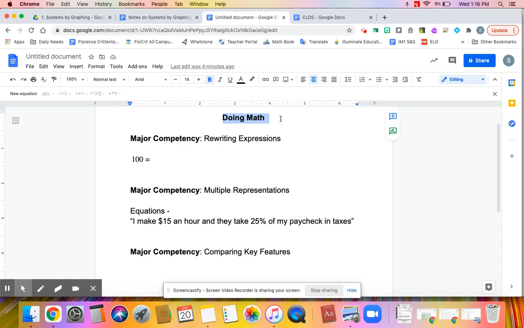Feel free to copy this stuff down if you didn't know it before I explained it, so that you have notes on it. But if you know what you're doing, you don't have to write this down. You can just watch.